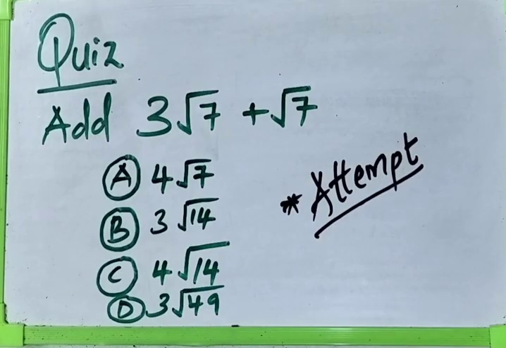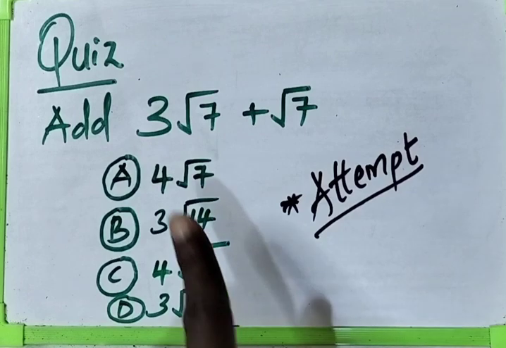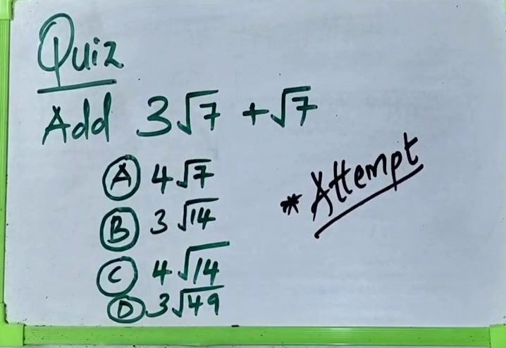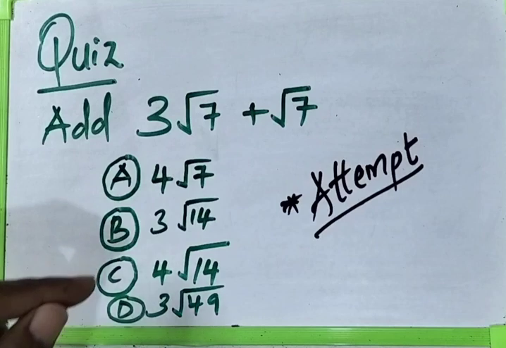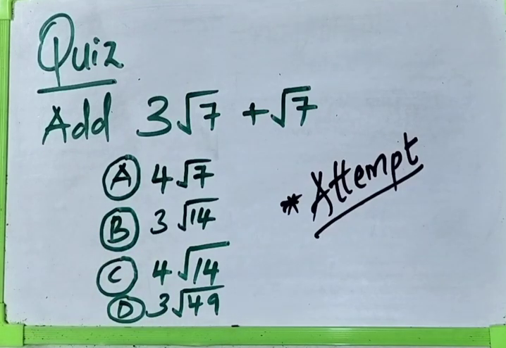Having discussed addition and subtraction of surds, I have a small quiz for you. Please attempt adding 3 root 7 plus 7, and the answers are here. Just one answer is correct from A, B, C, and D, and let me see your reaction in the comment section.